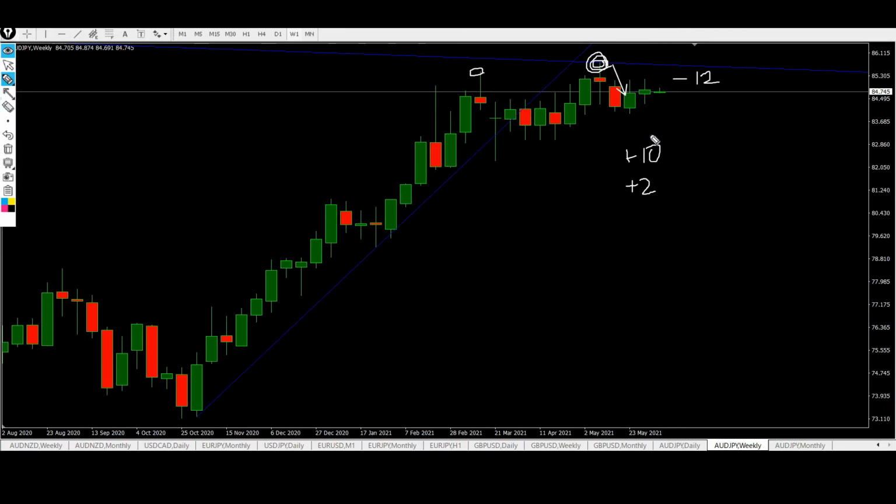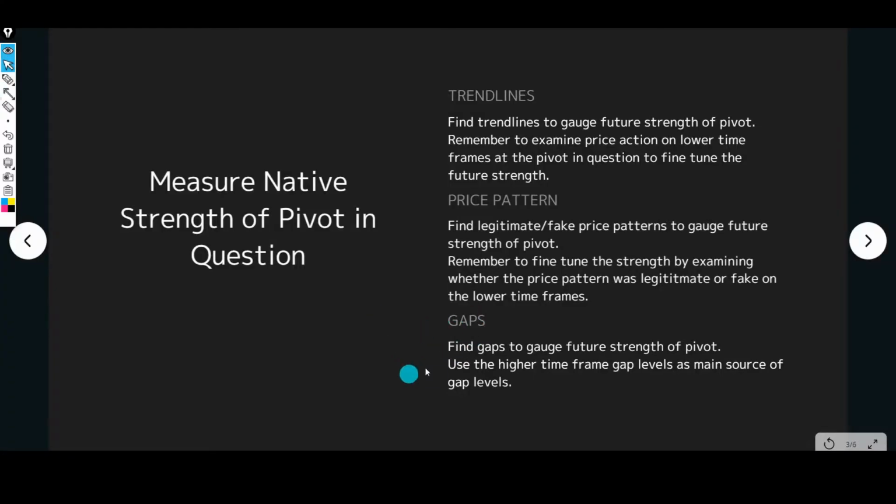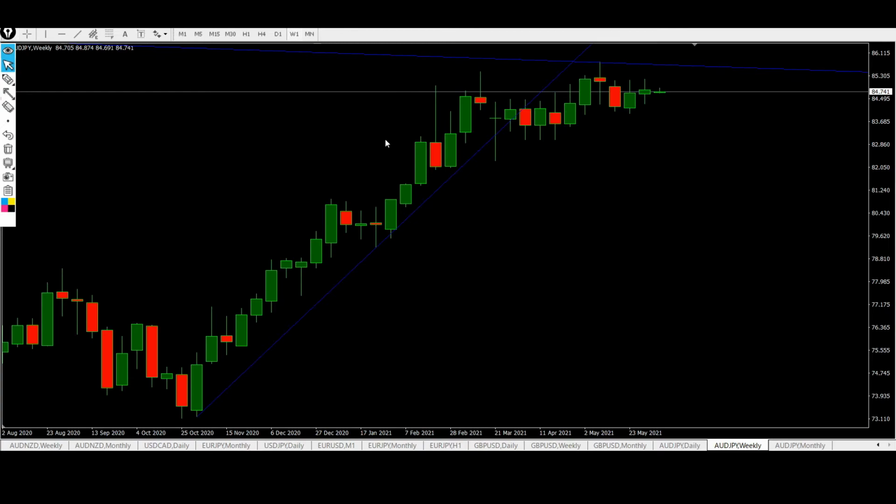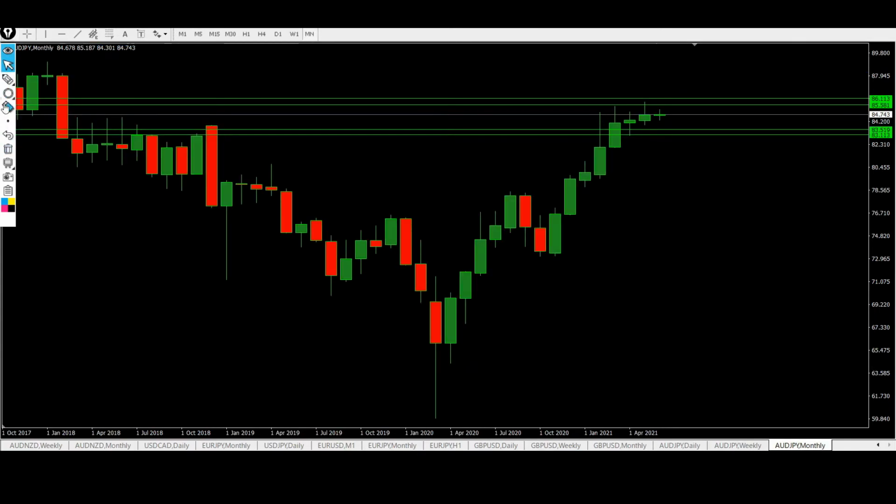All right, so now let's go ahead and look at the gaps. Okay, gaps. Find gaps to gauge the future strength of a pivot. Use the higher time frame gap levels as the main source of gap levels. All right? Okay, so again, I already drew out the gap levels on all three of these time frames. And on the weekly chart at this pivot we're measuring, there are no gaps. So let's go on to the monthly chart. Okay, so on the monthly chart, that pivot we're measuring on the weekly chart is right here. And you can see there was a monthly gap right on that level.